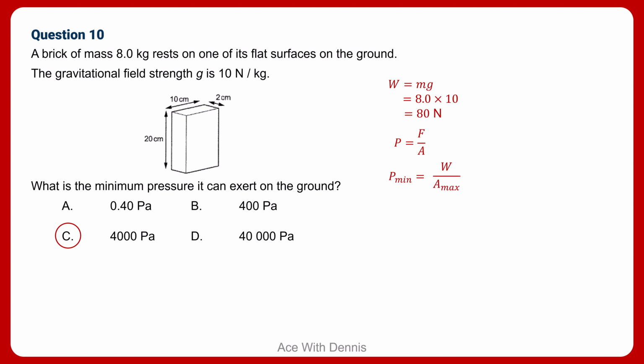Based on the diagram, this surface will be the largest surface. Now we substitute the values: W, which we calculated as 80 newtons, and the largest surface, which is 0.1 times 0.2. Then we calculate, and we get 4,000 pascal. So this is the minimum pressure that the brick can exert on the ground.